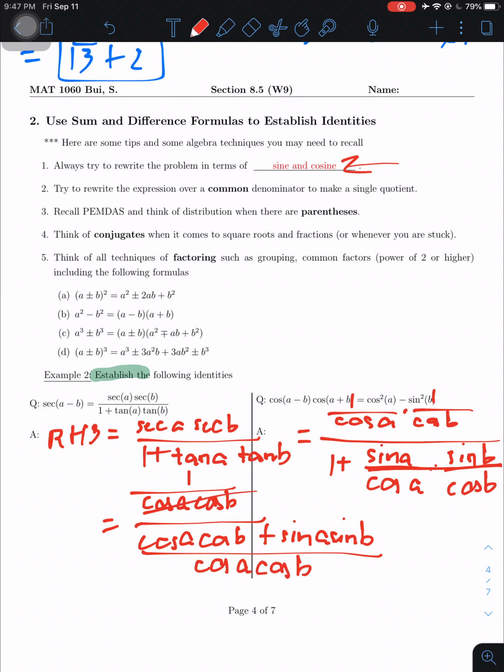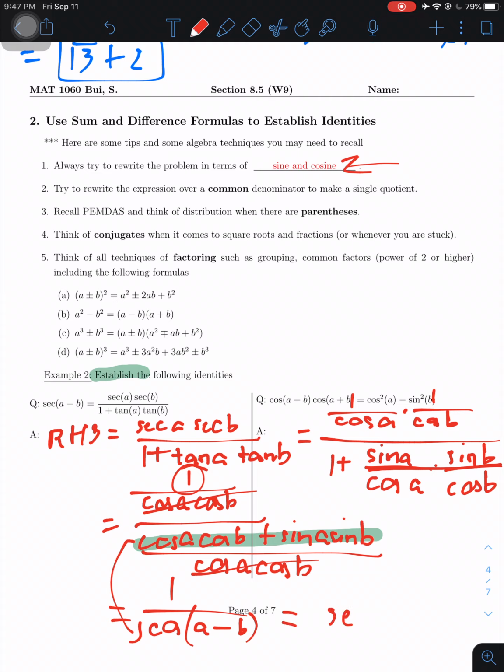Because it looks like this, I'm gonna go ahead and cancel them. And if you remember from earlier in the summary, this formula in here is one of the 6 formulas that we had, right? And if I'm not wrong, it's the difference formula for cosine, right? So we get 1 on the top part, and on the bottom it becomes cosine of A minus B. And again, what is 1 over cosine? It is secant of A minus B, because the angle must carry over, it must be the same angle, right? And this is the left hand side, so we're done, right?